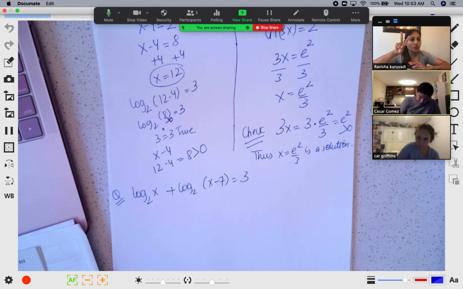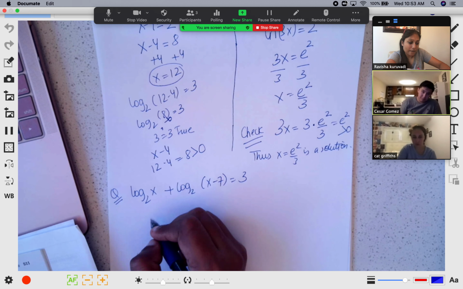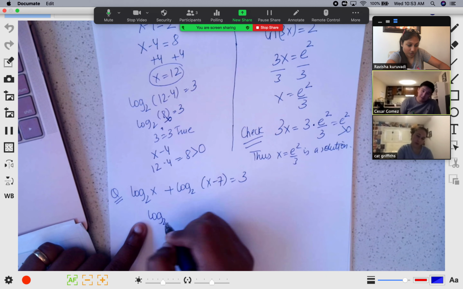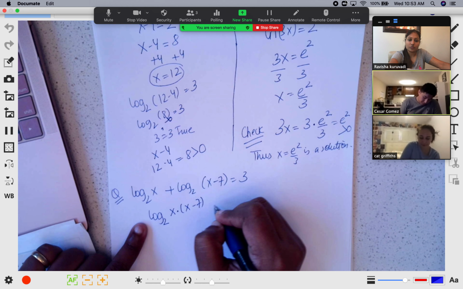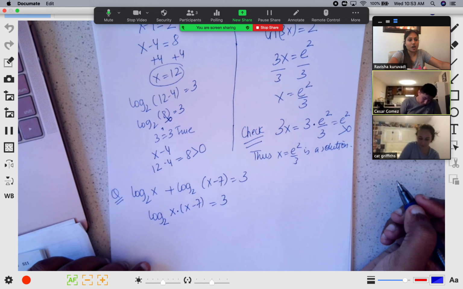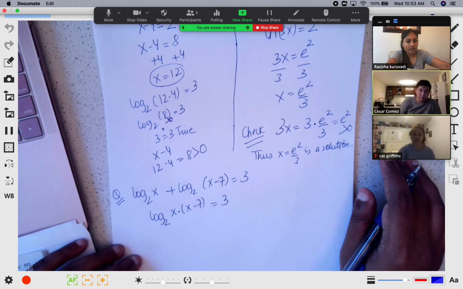Note now you have two logs and one constant. Can I make this into one log? Yes. Addition changes into multiplication. So it becomes x times x minus 7 is equal to 3. Now you know how to solve this problem. Okay. Caesar, what does it become?